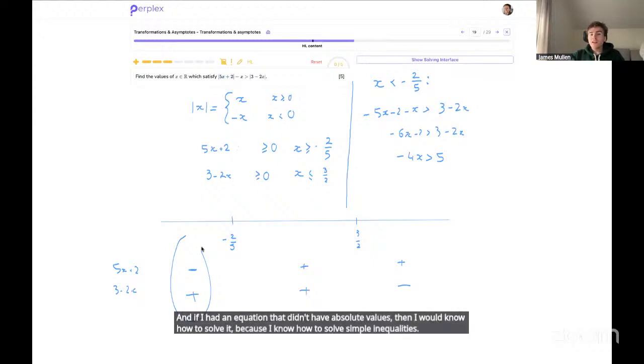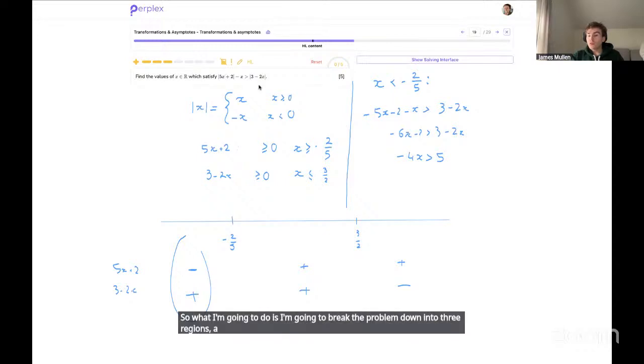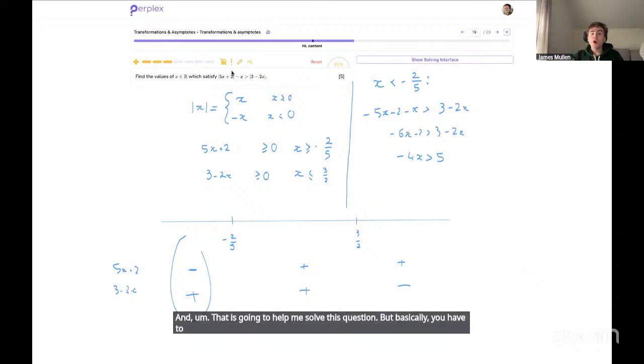So what I'm going to do is break the problem down into three regions. We're going to write three different equations that apply in three different regions, and that is going to help me solve this question. But basically, you have to identify the regions in which you know the signs of each of these things, okay?